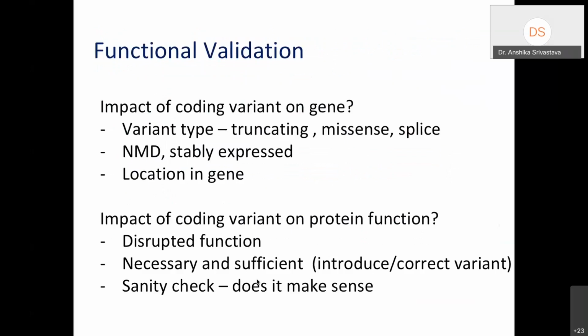If we start with functional validation, we start with the impact of the coding variant on the gene. What type of variant is present? Is it truncating, missense, or splicing? Is it subject to nonsense mediated decay or stably expressed? What is its location in the gene?